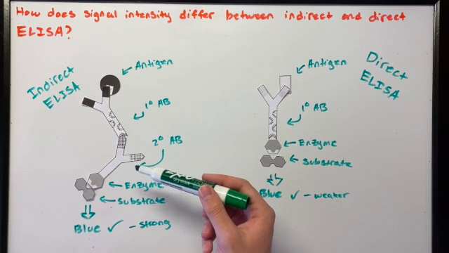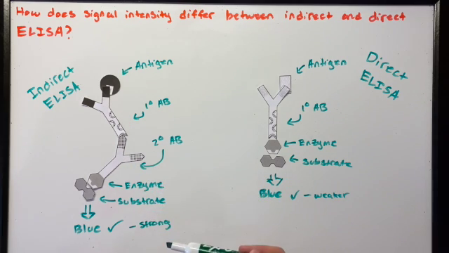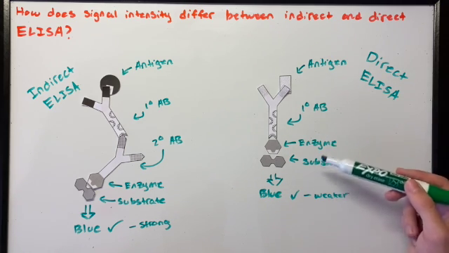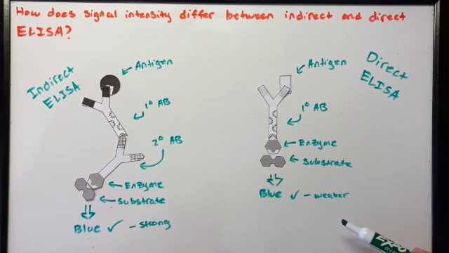The secondary antibody is present in an indirect ELISA, which means the signal will be strong. But in a direct ELISA, there is no secondary antibody present, so the signal will be weaker.